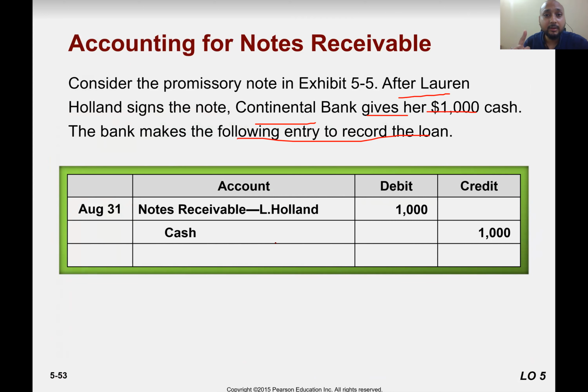So which kind of receivable here? This is notes receivable. Since the name is mentioned, we make a subsidiary ledger, Lauren Holland, right? Or you can just write it down as notes receivable as well. Don't worry about that. Right?